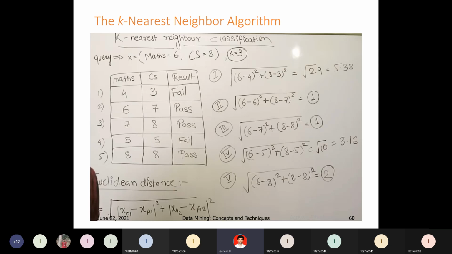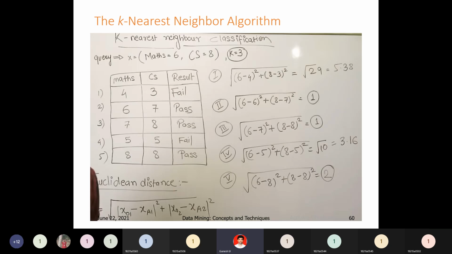That's why this x, with maths equal to 6 and CS equal to 8, this student x is closer to students 2, 3 and 5. Then this x and 2, 3, 5 belong to the same class. Like that you are dividing into a number of classes. That is the k nearest neighbor algorithm. I hope you understood the k nearest neighbor algorithm.